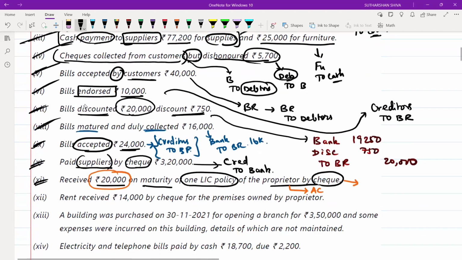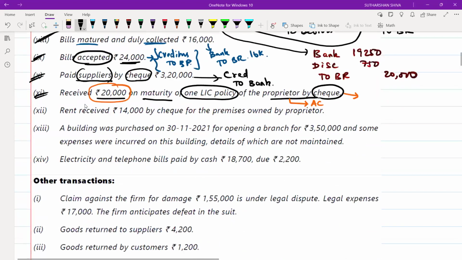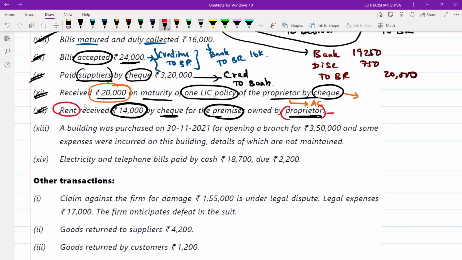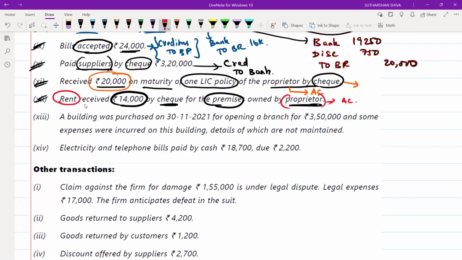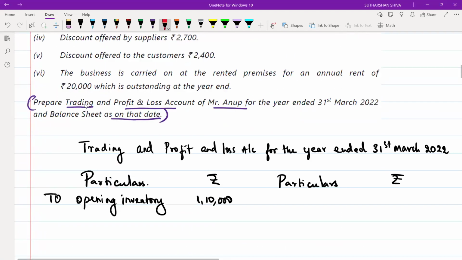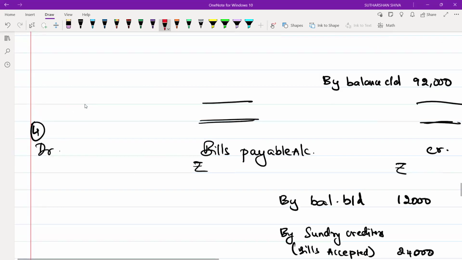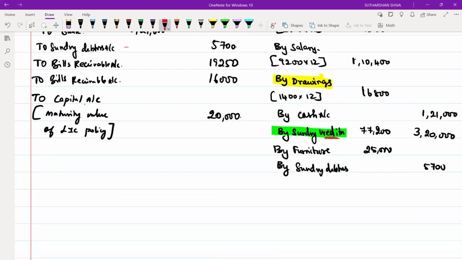Then what is the next thing over there? The 12th adjustment: rent received rupees 14,000 by check for the premises owned by the proprietor. Rent received into the business for the proprietor's premises is known as what? Additional capital. Same thing, rent received by check only. Same adjustment, same procedure, same principle. So write down to capital account, and in brackets I will write down rent received.